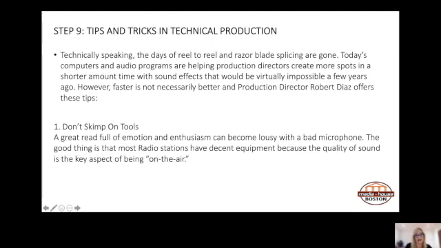Number 1 there, he says don't skimp on tools. A great read full of emotion and enthusiasm can become lousy with a bad microphone. The good thing is that most radio stations have decent equipment because the quality of sound is the key aspect to being on the air.